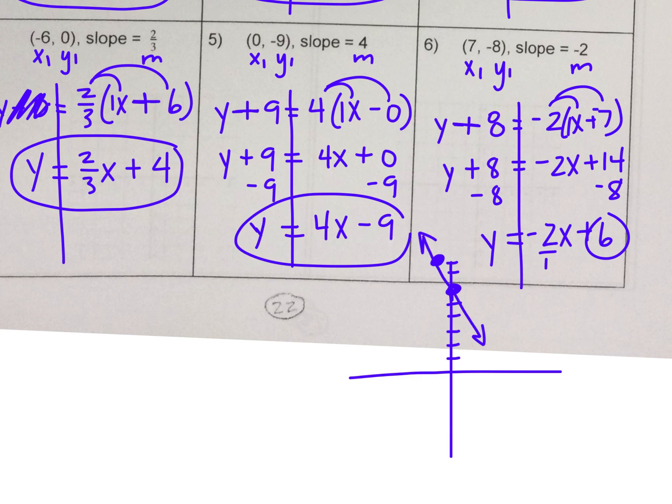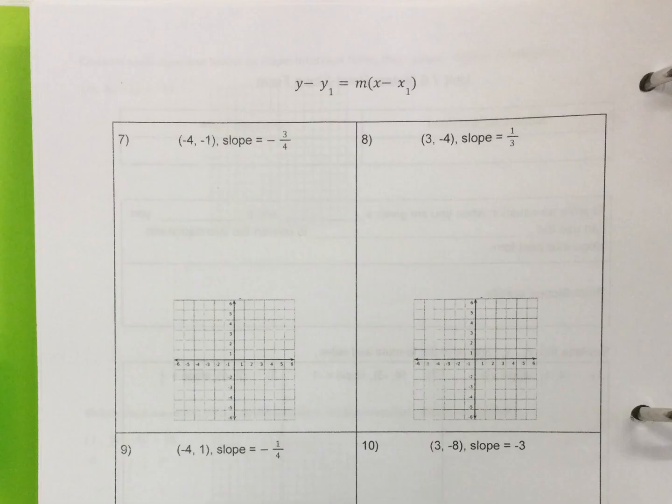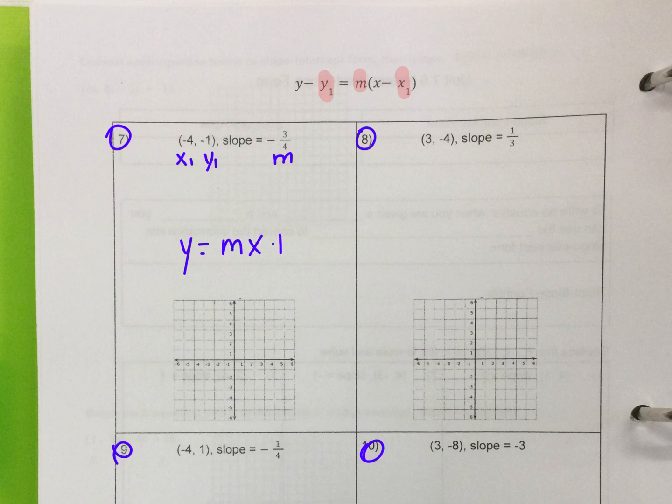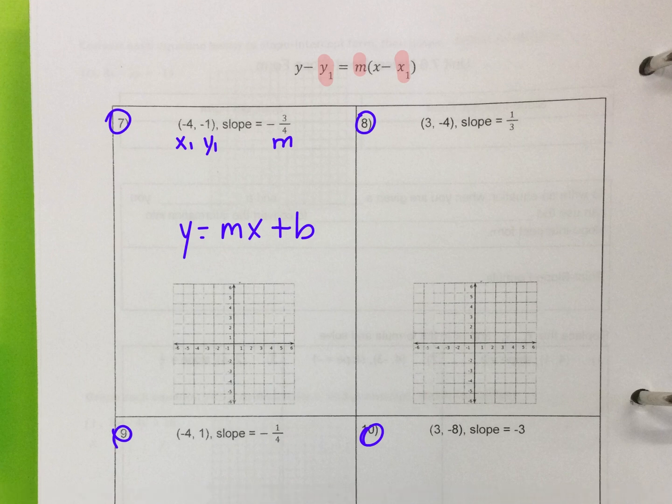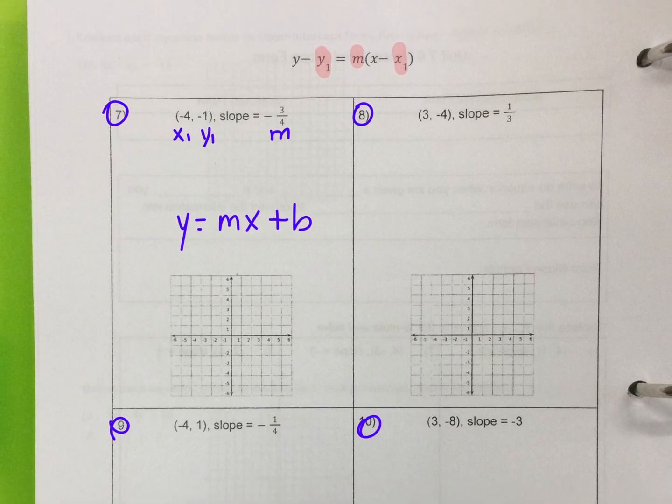Okay, I need you to flip over to the next page, page 23. Okay, remember the only thing you change is this stuff in red. Everything else you copy down. Remember, this is x1, y1, this is m. You're going to solve 7, 8, 9, and 10. And after you get your y equals mx plus b, then you are going to graph it for each of those. Turn this in when you're done.